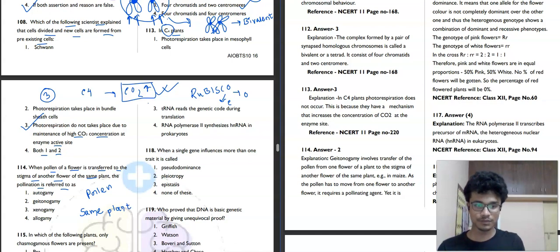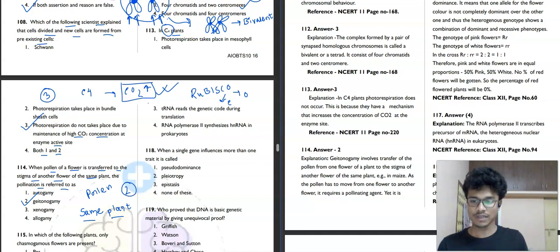Same plant. For example, maize we can see. As the pollen has to move from one flower to another flower, it requires a pollinating agent. Yes, it is genetically similar to autogamy. Both the flowers are of the same plant, so the genetic composition is the same, and they have the same genotype, but this process is known as geitonogamy. The second option will be your correct answer for this question.